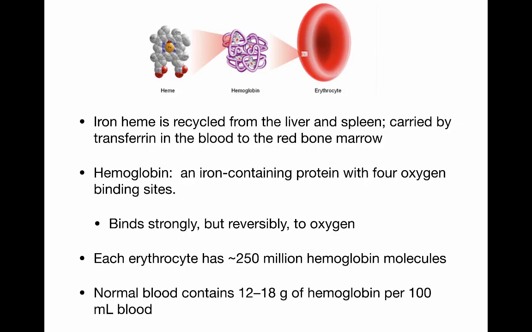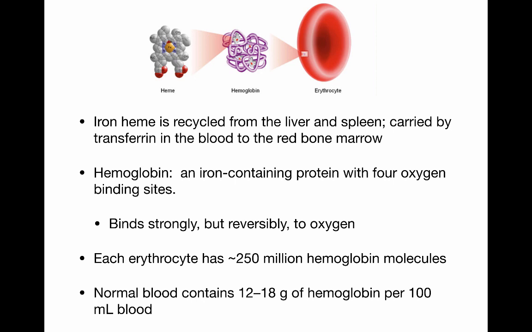So iron, here we go. You see it up there. There's the heme component of hemoglobin. So the iron heme is right there, smack in the middle, and that's the one that's recycled from the liver and the spleen, and it's carried by transferrin to the red bone marrow. Hemoglobin, in the middle of that picture up at the top, is an iron-containing protein. The iron, I guess, is just what we just looked at, which has got 4 oxygen binding sites.